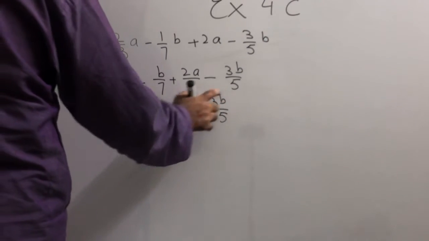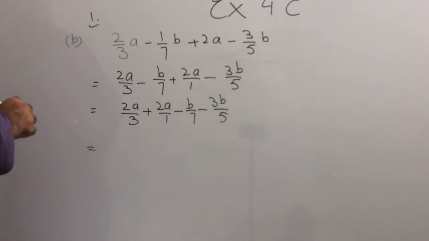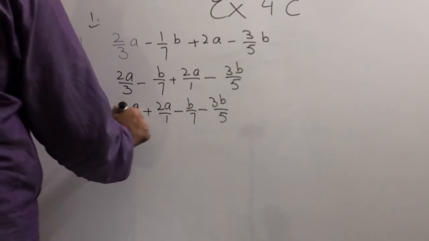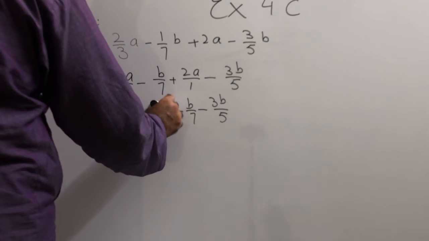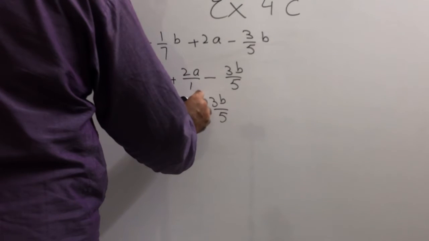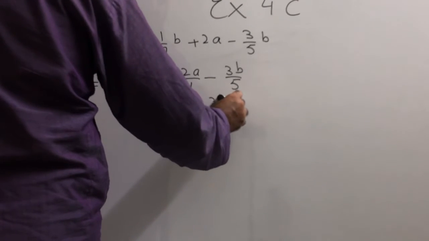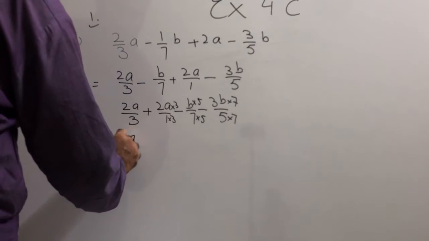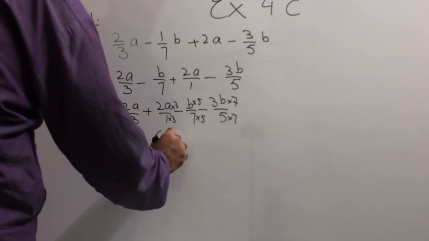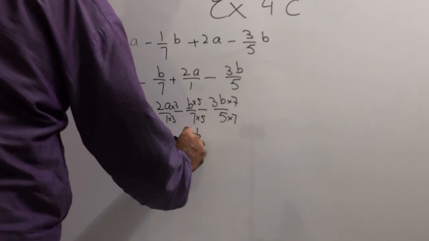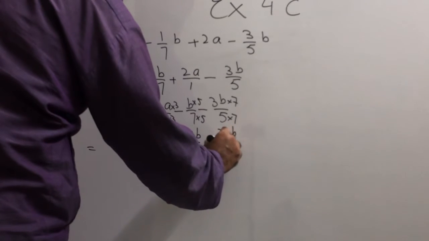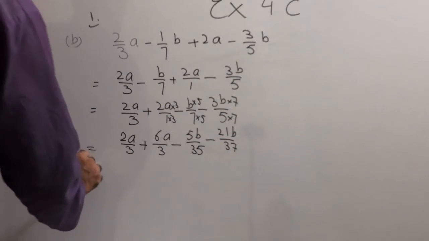In the second step we'll bring closer the like terms: this a term, a term, b term, b term. Now we'll equalize the denominators for these terms and also for these terms. Here it is 3, so here we multiply with 3. Here we have 7, here we have 5, multiply by 5, multiply by 7. It becomes 2a over 3 plus 2 into 3, 6a over 3, minus b into 5, 5b over 35, minus 3 into 7, 21b over 35.